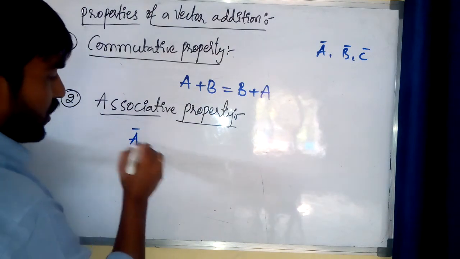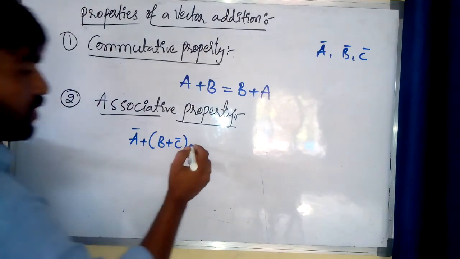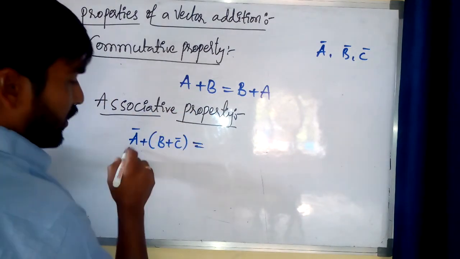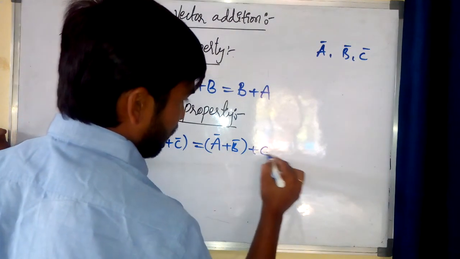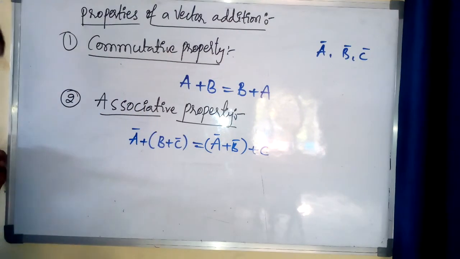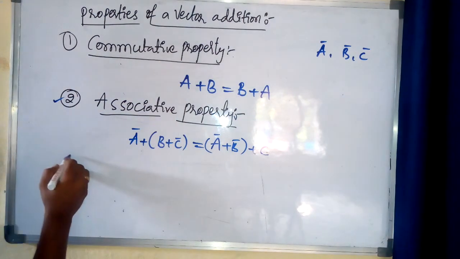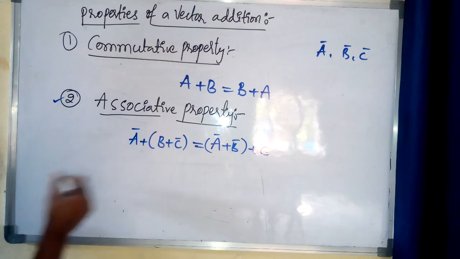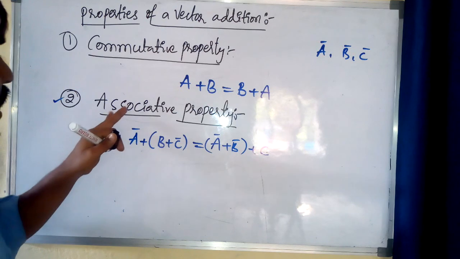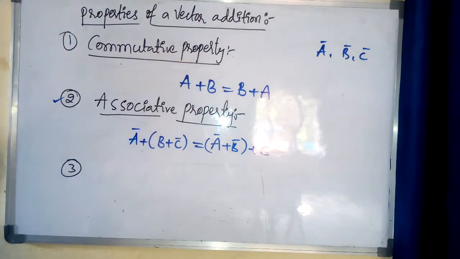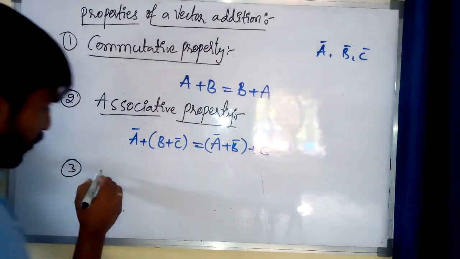So this is the associative property, A plus B plus C. The addition of vectors satisfies the associative property. It is A plus B plus C, because it satisfies the commutative property, and at the same time it also satisfies the associative property. Then the third one, based on vector addition, is the distributive property.